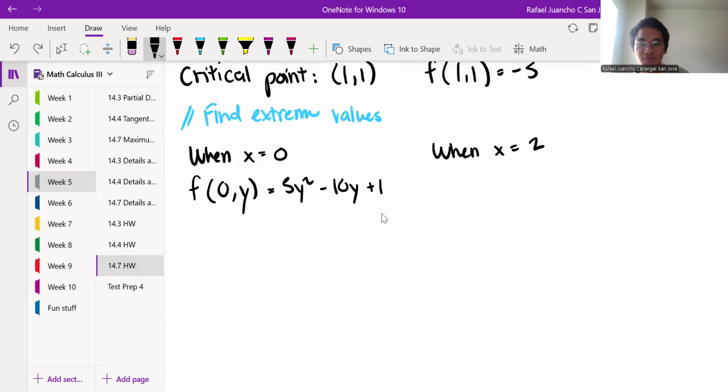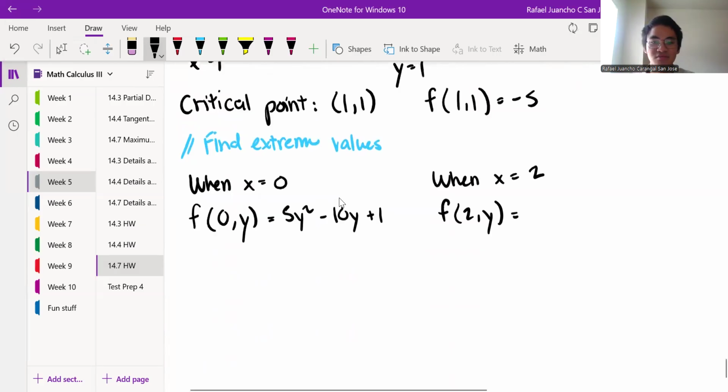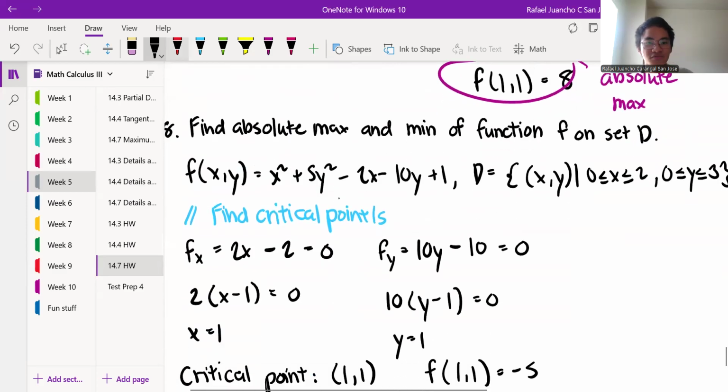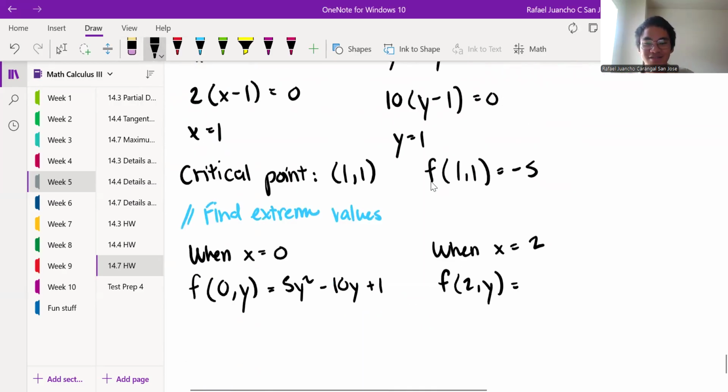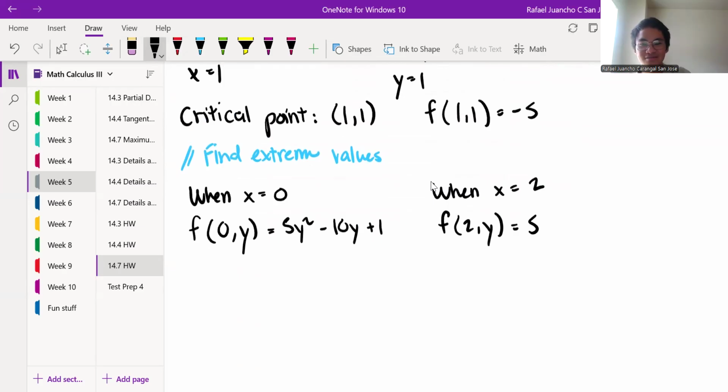And then I'm going to do the same thing here. Instead of 0, I'm going to put 2. This one's a bit more iffy. So this one's 4, minus 4, that's 0. Then minus 10y plus 1. Oh, I get the same thing. That's funny. So I actually get the same thing here.